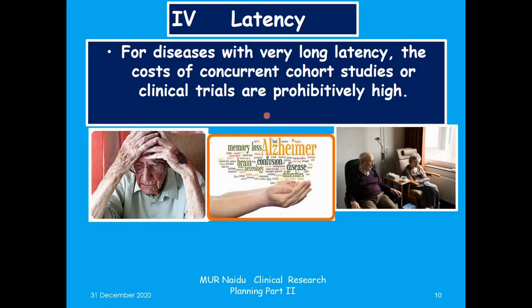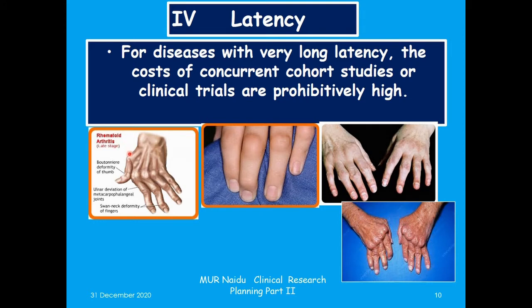The other example is rheumatoid arthritis. Again, rheumatoid arthritis is a very chronic disease. It starts with very small joint pain and joint swelling, and gradually there is swelling of the interphalangeal joints, which takes a very long time, and after 2 years, 3 years or 4 years, the patient develops a typical type of deformity. So again, rheumatoid arthritis is another very difficult disease in which to conduct a clinical trial.